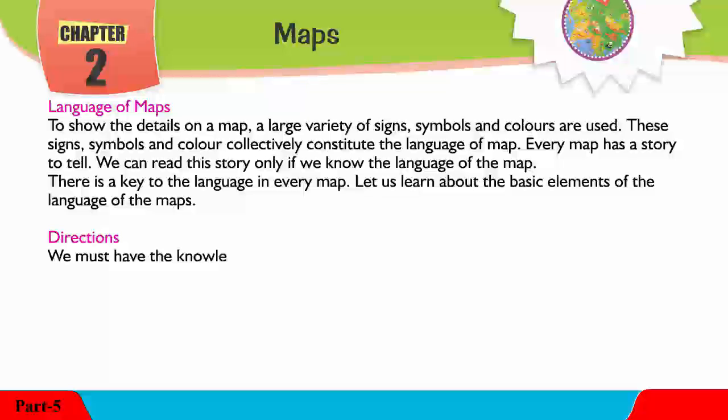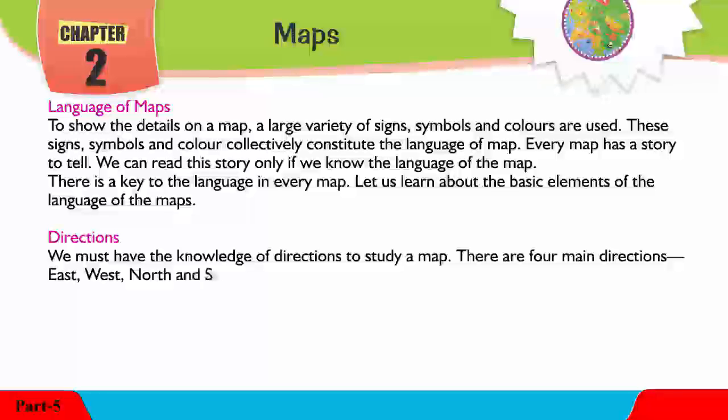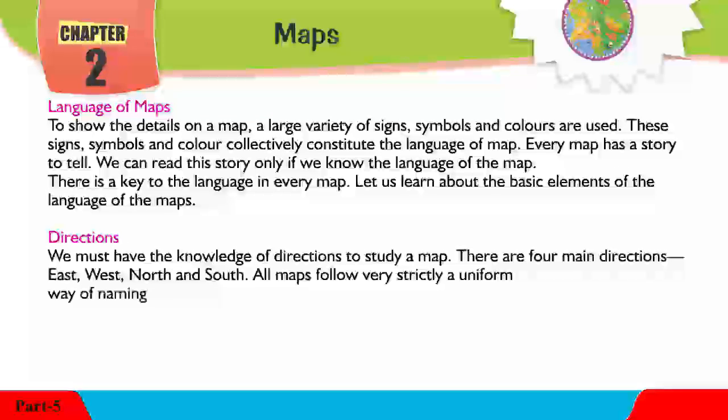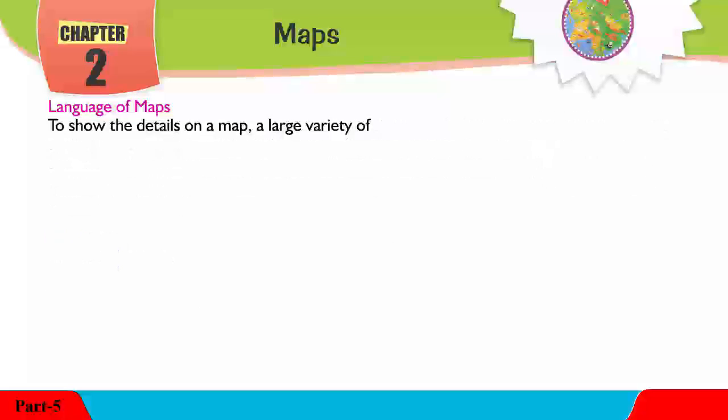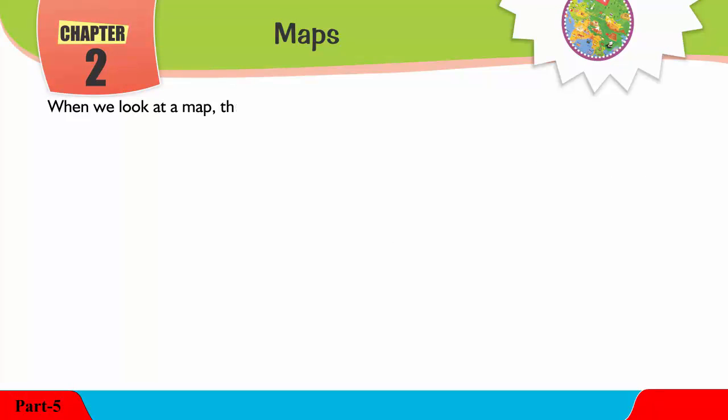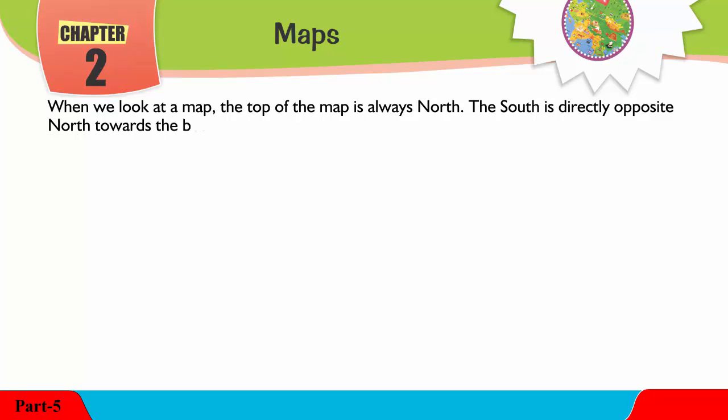Directions. We must have the knowledge of directions to study a map. There are 4 main directions: east, west, north, and south. All maps follow very strictly a uniform way of naming the directions. When we look at the map, the top of the map is always north. The south is directly opposite north, towards the bottom of the map. To the right side, it is east, and to the left, it is west.